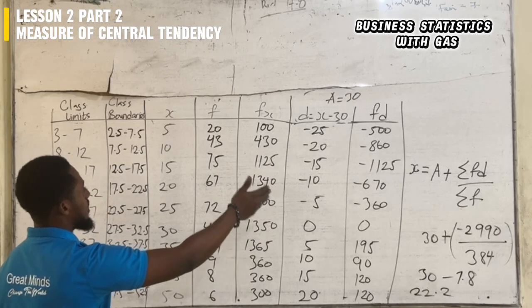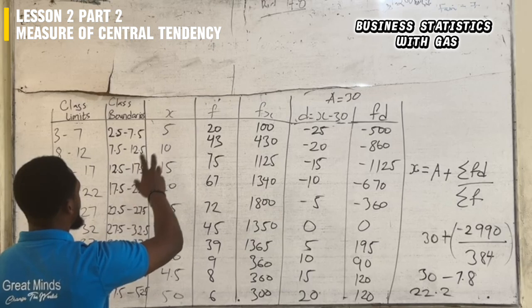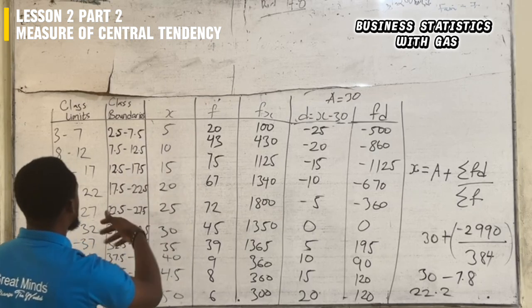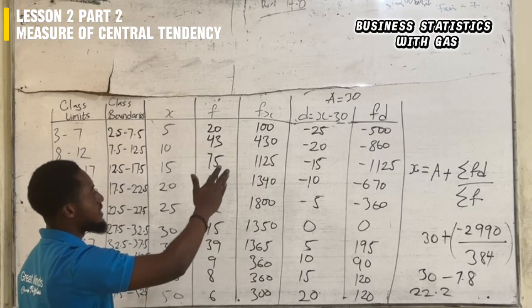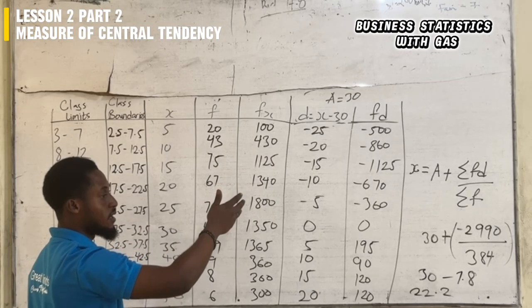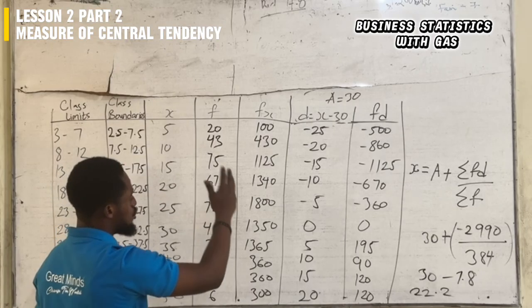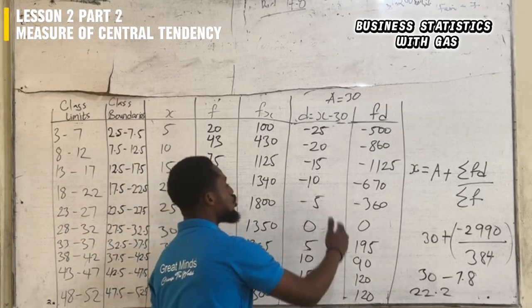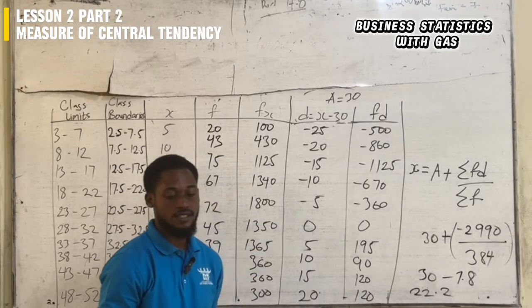That is the formula. After getting your fx, your x, because the f will be given to you, your class boundaries, your class limit, you go ahead to find your d, which is taking 30 from x. With this, the A was given to be 30, but in other cases, the figures are going to change. Then you get your fd. Then you fix them into your formula.